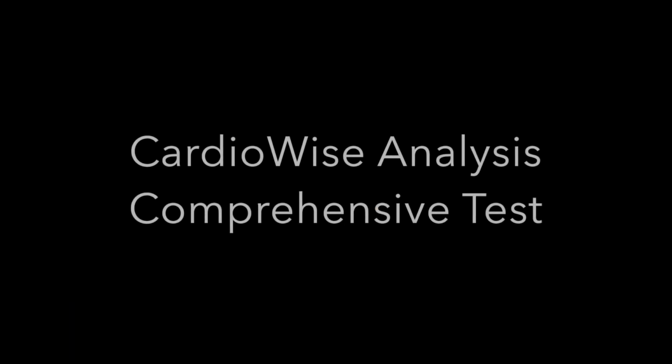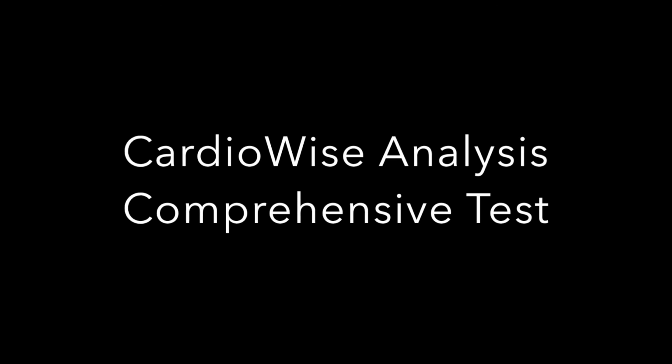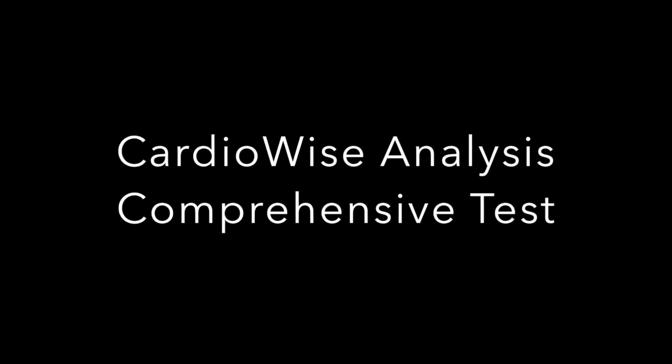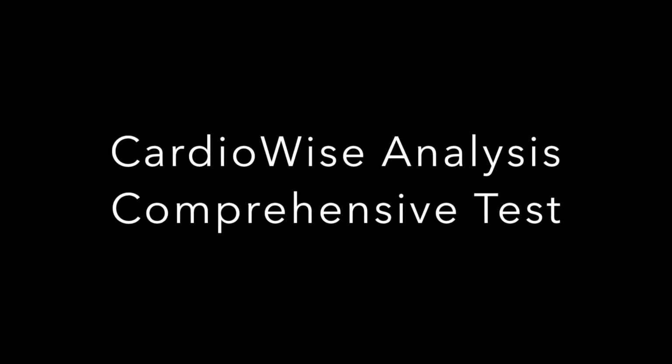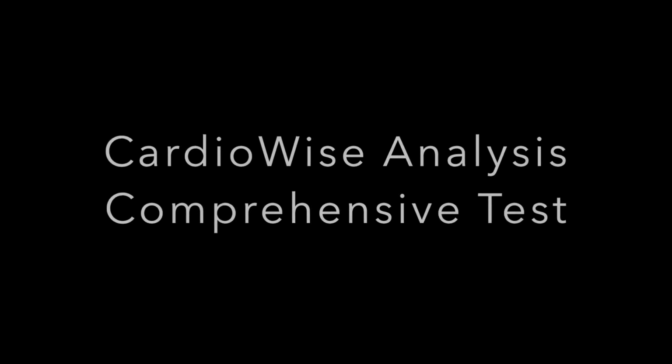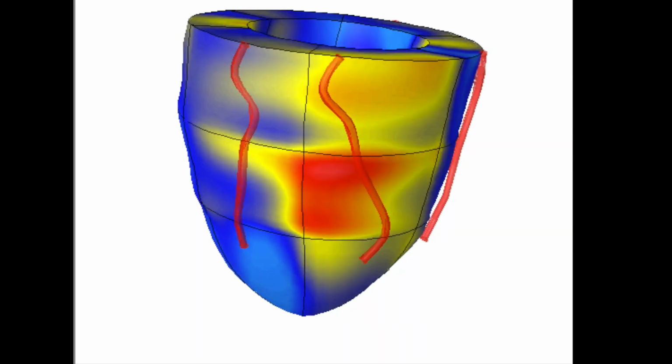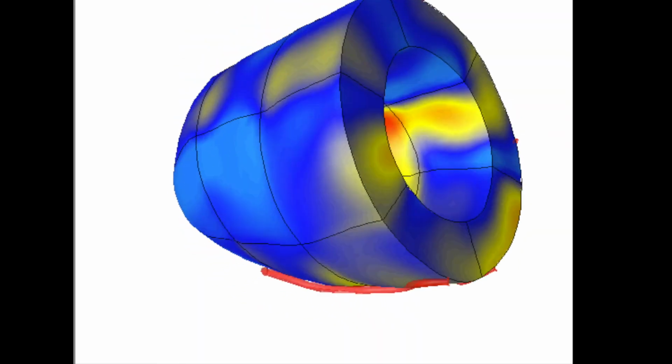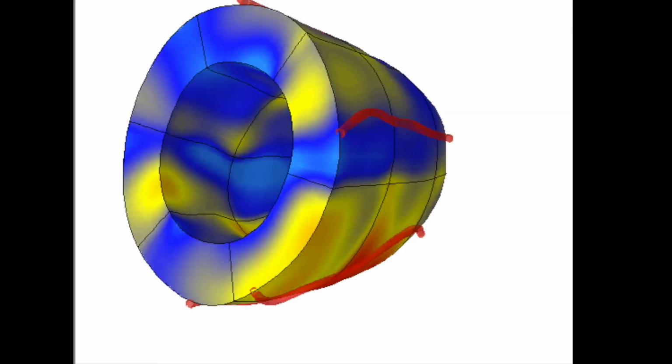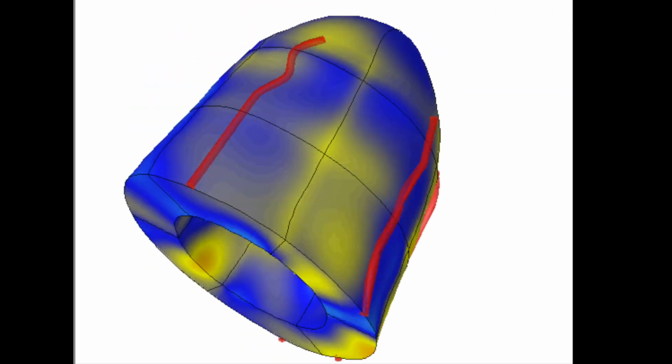CardioWise analysis is a comprehensive test that evaluates all 3 areas of concern: the left ventricle, coronary arteries, and valves. The next image shows CardioWise analysis combined with images of the coronary arteries. It is easy to determine which coronary artery is the cause of the red dysfunctional area.